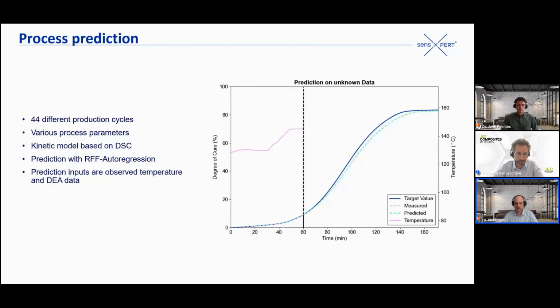The ground truth is this kinetic model based on DSC measurements beforehand. So after we observe the whole process, we can calculate what happened inside. And the prediction is done with something that's called auto-regression with a random Fourier feature kernel. If you're interested in that, you can ask some questions later. I'm very happy to talk about it. And yeah, so prediction inputs are always observed, and we get the temperature and DA data to make our prediction over time.